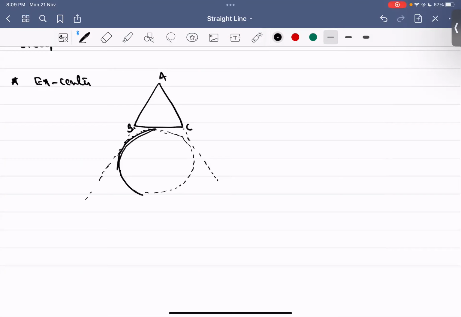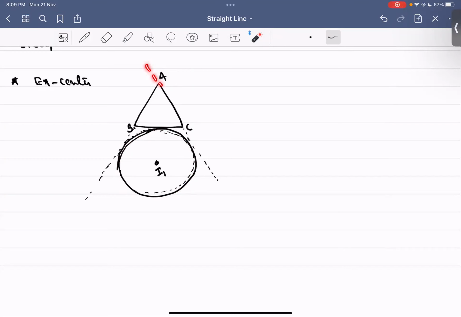Now the circle which touches the triangle externally is called the excircle opposite to the vertex A of the triangle. The center of this excircle is I1. This is called excenter 1 actually. Why excenter 1?